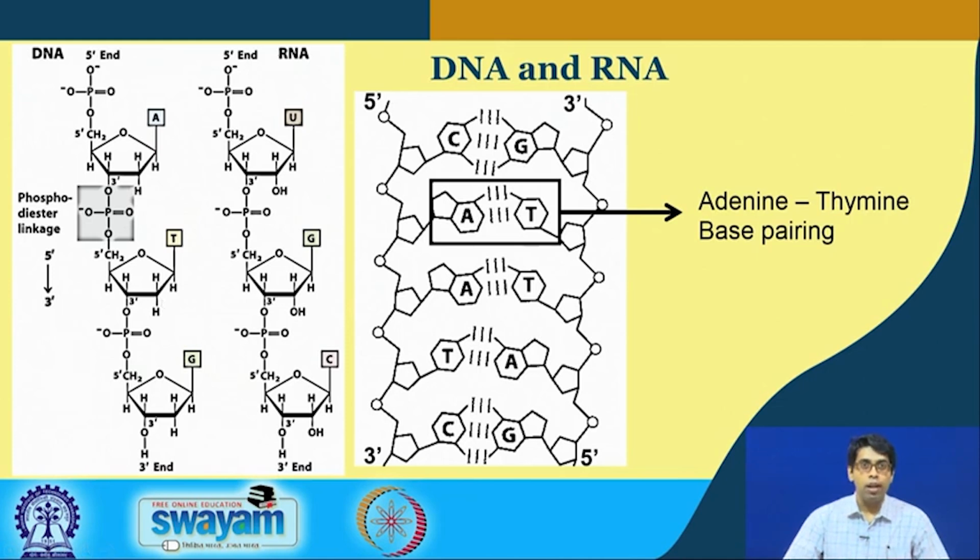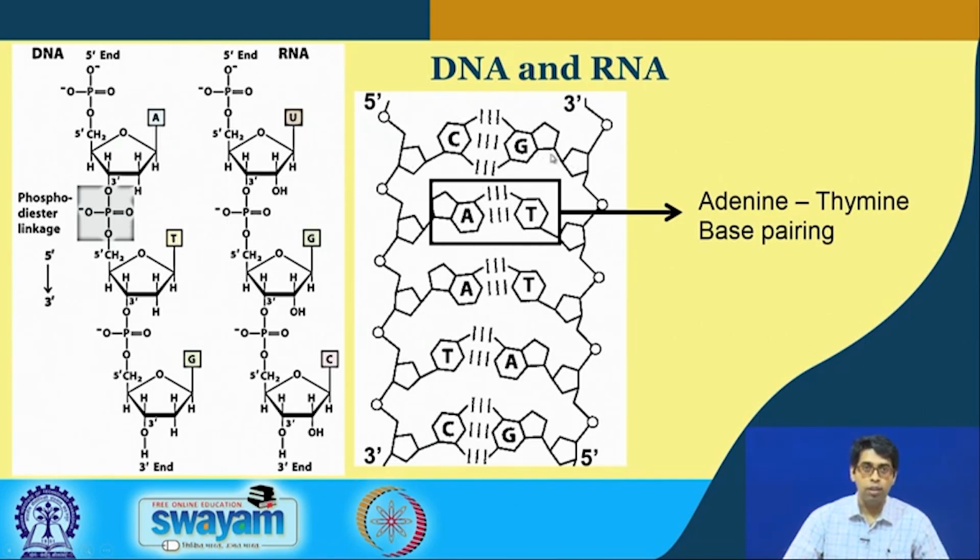Another difference between DNA and RNA is that DNA forms a double stranded structure. It is shown here, this is one of the strands. You see it runs from 5 prime to 3 prime direction, and this is another strand which runs in the opposite direction. So, this is 3 prime and 5 prime. And what happens is the base C and base G can form hydrogen bonds. Similarly, base A and base T can form hydrogen bonds. So, this pattern of hydrogen bonds holds these two strands together, and we have a double stranded DNA.